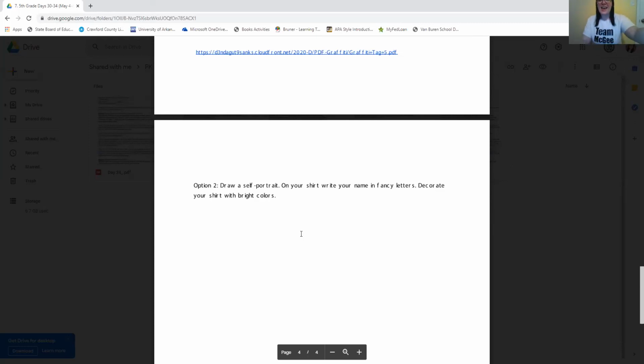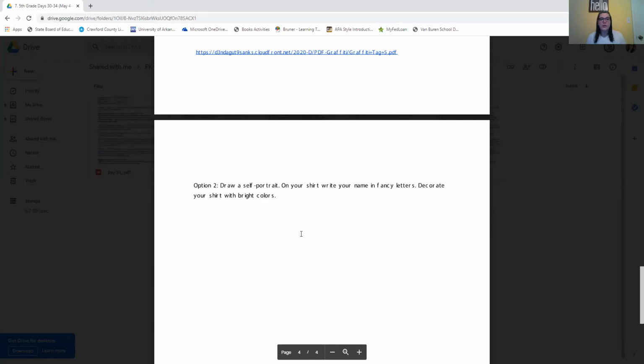And even today, I have my name on my shirt, Team McGee, because my last name's McGee. This was a shirt made when my nephew was in T-ball. So I have a Team McGee t-shirt. So my shirt had my last name on the front. So maybe you're going to write Team and whatever your last name is.